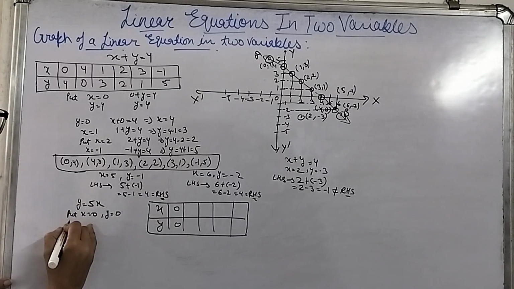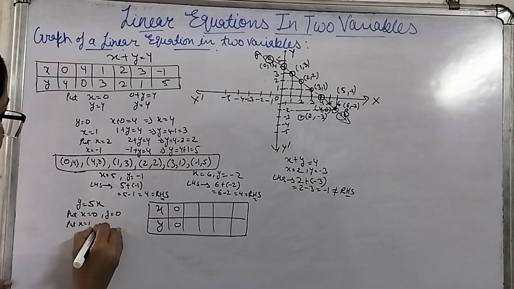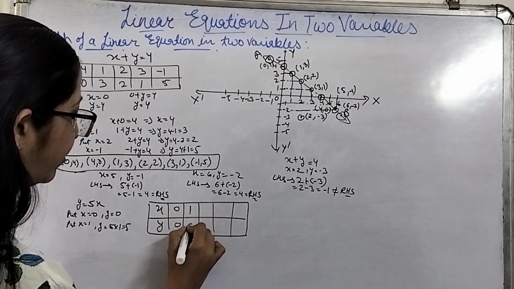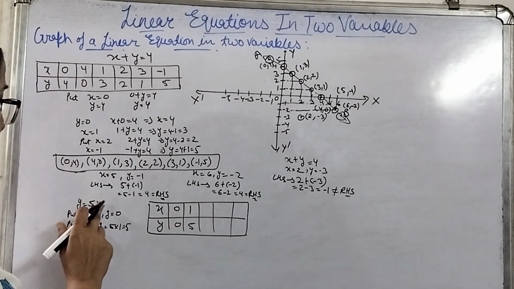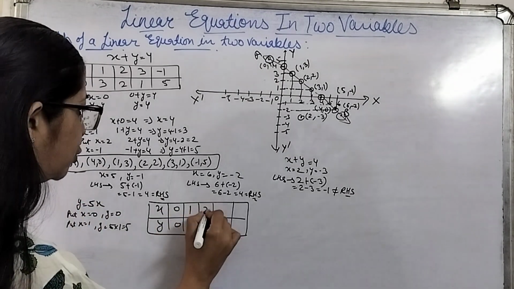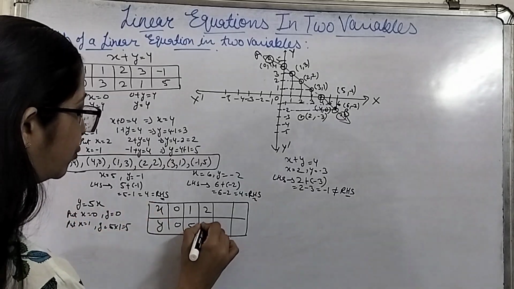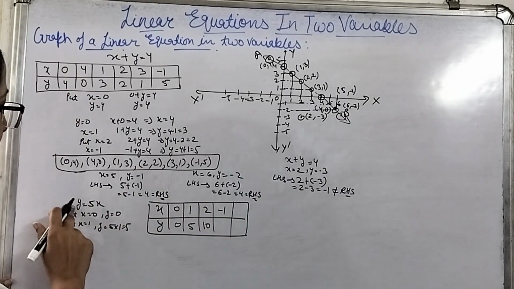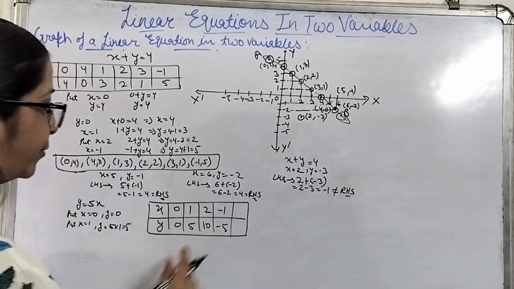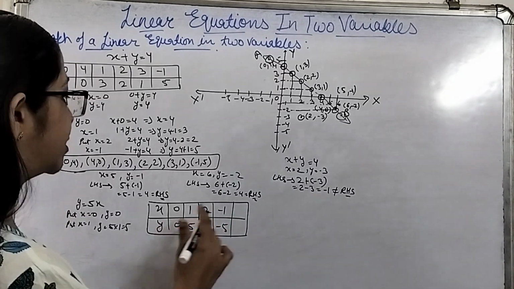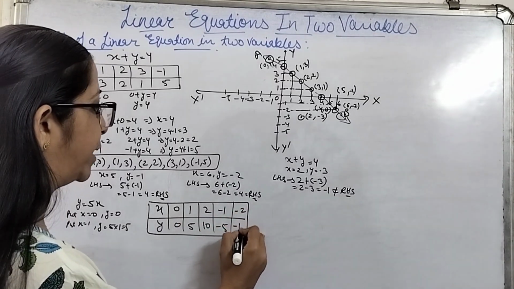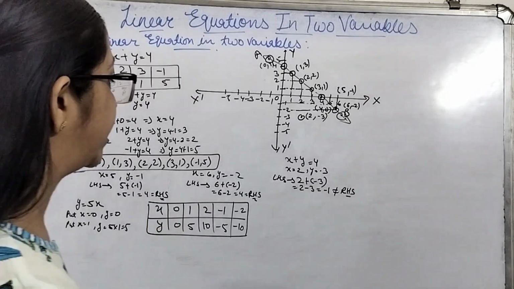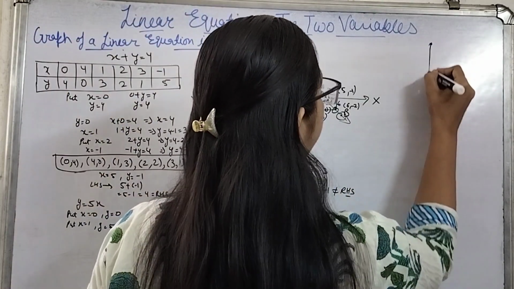If x is equal to 1, then y will be 5 into 1, that is 5. If x is 2, y will be 5 into 2, that is 10. If x is equal to -1, y will be -5. Similarly, if x is equal to -2, y will be -10. Now, if we are going to represent this graphically, how will it look?